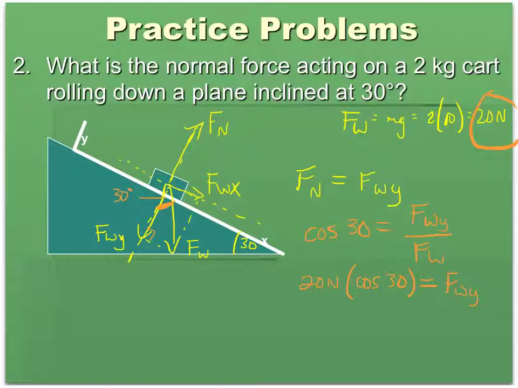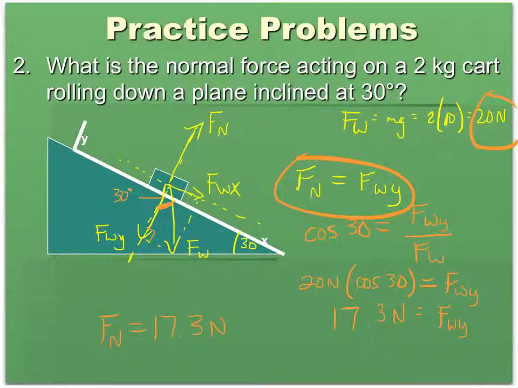And when you plug this into your calculator, and you round, you are going to get 17.3 newtons, which is equal to your Fwy. Again, since we know that that's equal, you know your value for Fn, which is equal in magnitude but opposite in direction, okay, is also going to be equal to that 17.3 newtons.